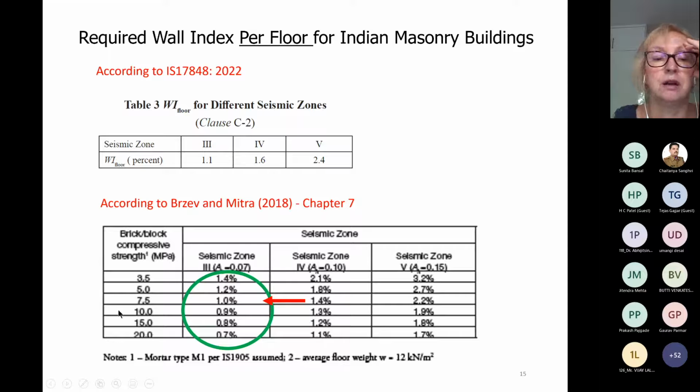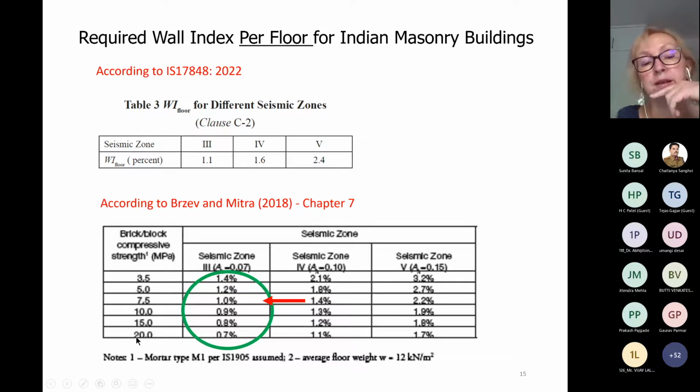But if we are lucky and we are in North India and we have 20 MPa bricks, then in a North Indian site with zone 5, we would have 1.7%. So it strongly depends on the brick strength, you can see.